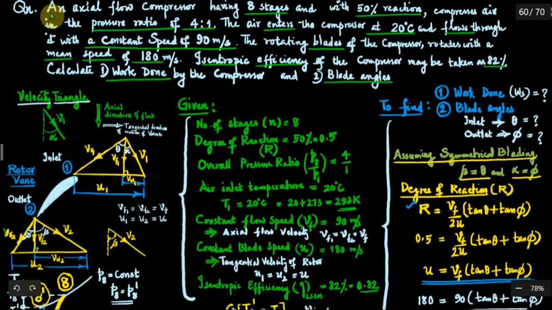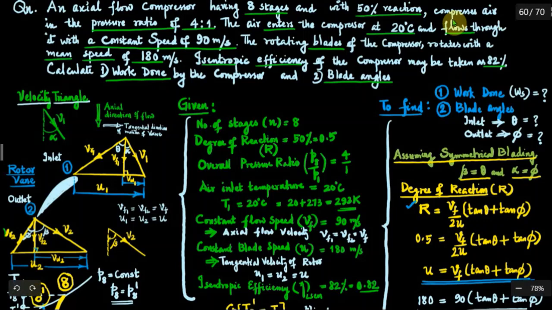So, the question is this: an axial flow compressor having 8 stages and 50% reaction. So, number of stages, small n, is equal to 8. Degree of reaction is equal to 50%, that is 0.5. And we already discussed that most of the axial flow compressors make use of 50% degree of reaction.